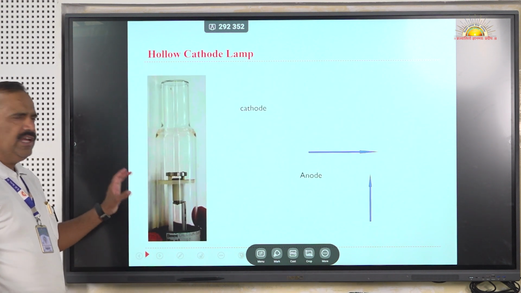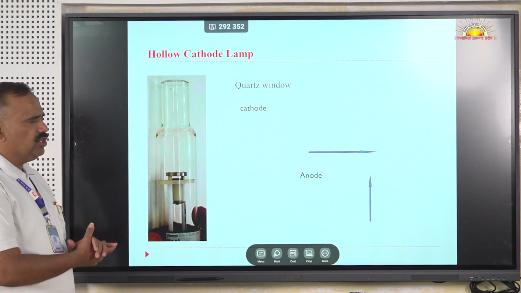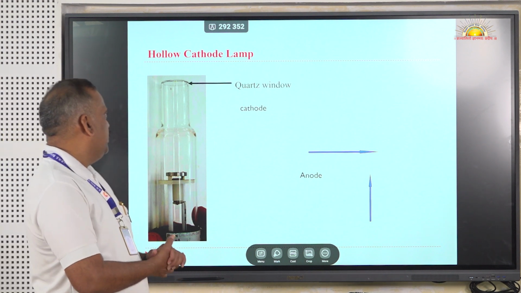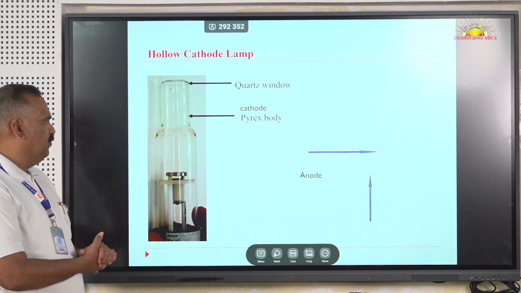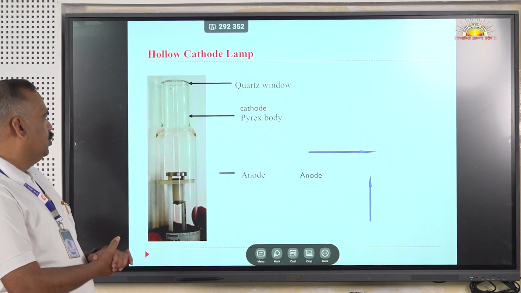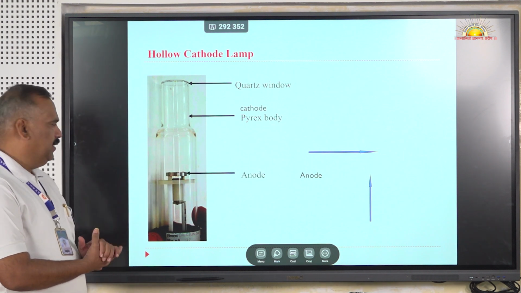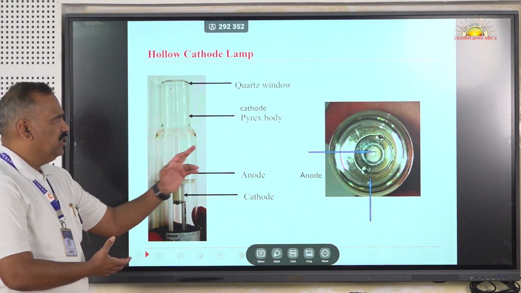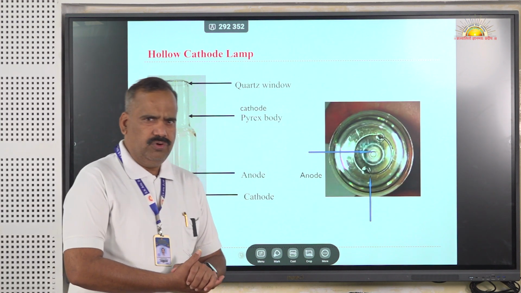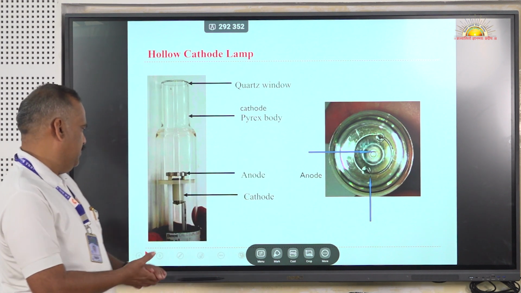This is a picture of a hollow cathode lamp. Generally, it contains the quartz window, then the Pyrex body, then the anode. This is the anode, and this is the cathode. And in this way, this is the vertical photograph of our hollow cathode lamp.